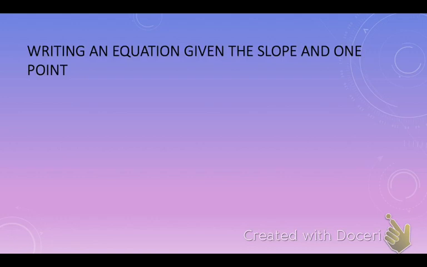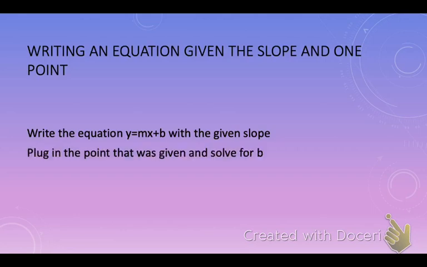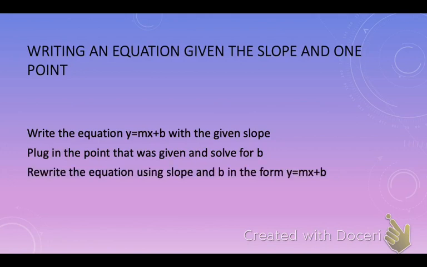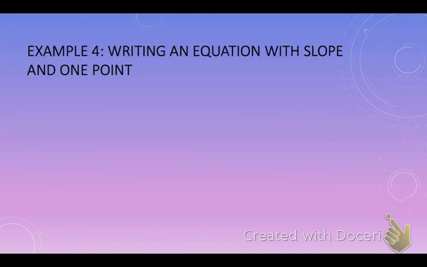Okay, this is our last type of writing an equation. So I'm going to give you the slope and 1 point. Okay, so I'm going to write the equation in y equals mx plus b with the given slope. Okay, so you're going to plug in the point that was given, right? So they're going to give you 1 point and you're going to solve for b. So you can write all this down, and then on the next slide I'll use an example. So just have all these steps. You're going to then rewrite the equation, use slope and b in that form.